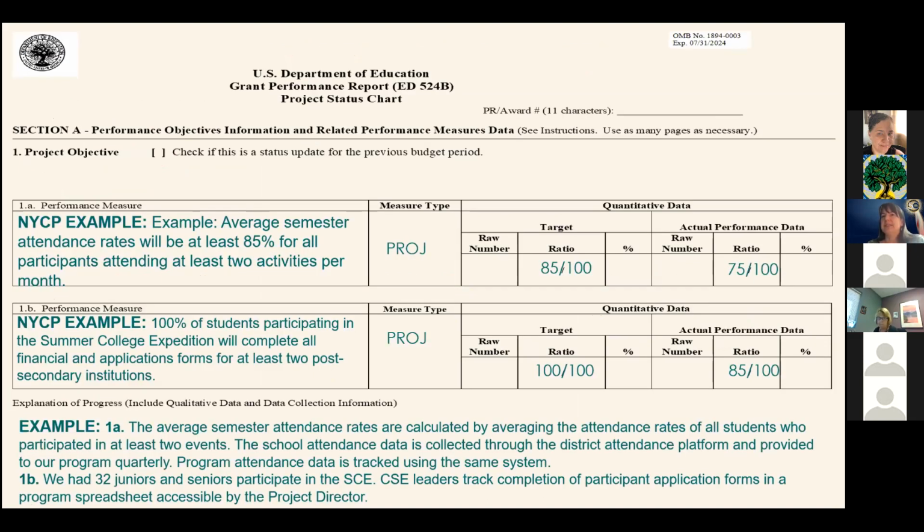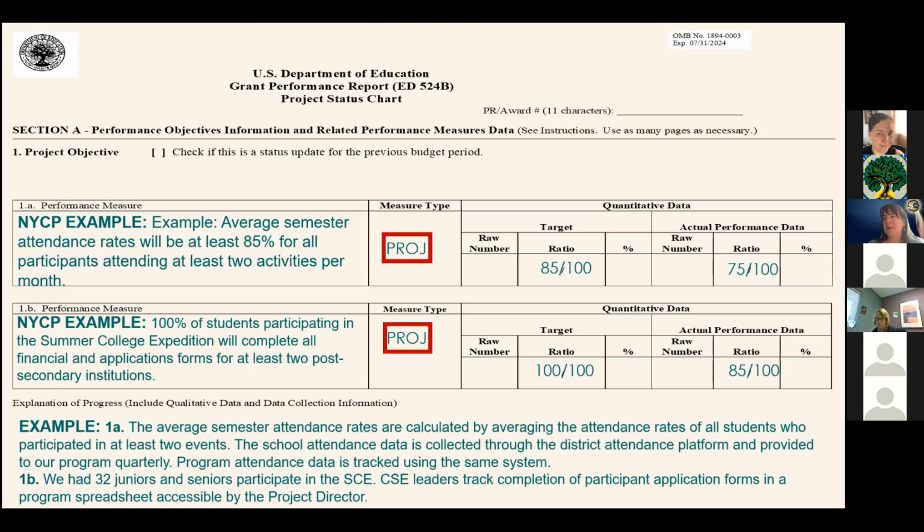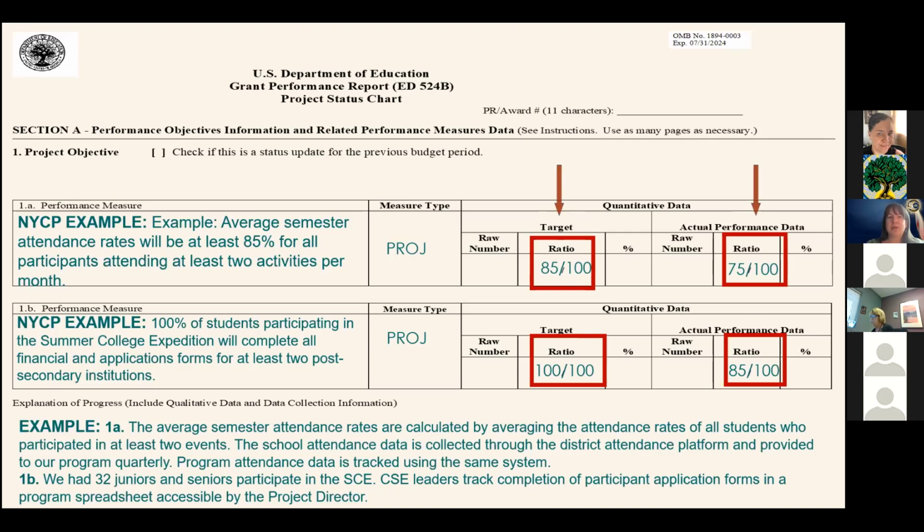So here's an example of what this could look like when all this information is entered. We have 2 examples of pretend grantee project measures, one having to do with attendance rates, one having to do with participation in a summer college expedition and completing those forms. We've labeled those appropriately as project measures, and then we've included both the target and the actual performance ratios.